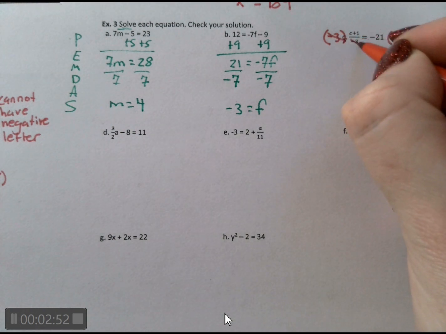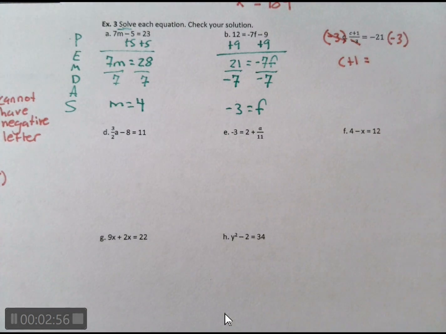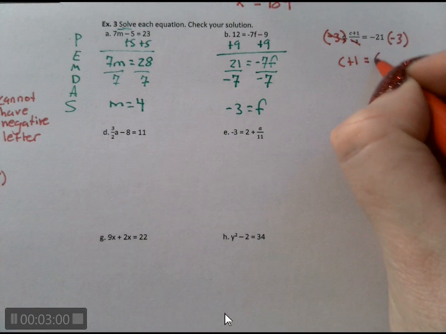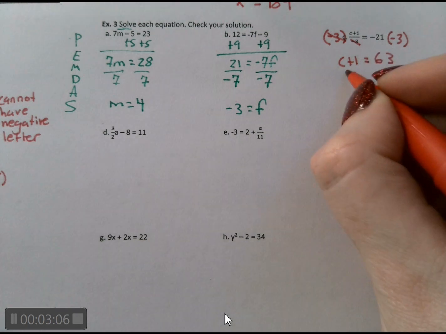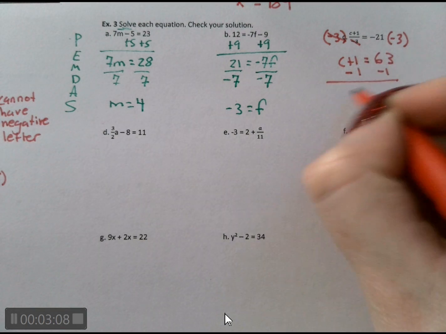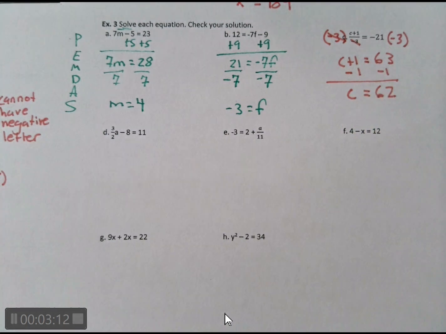That will cancel out our negative 3, so you get c plus 1 equals negative 21 times 3 is going to give you a positive 63. And then we're going to subtract the 1. So just like English, the rules of math change all the time, depending on what type of problem you're working with.